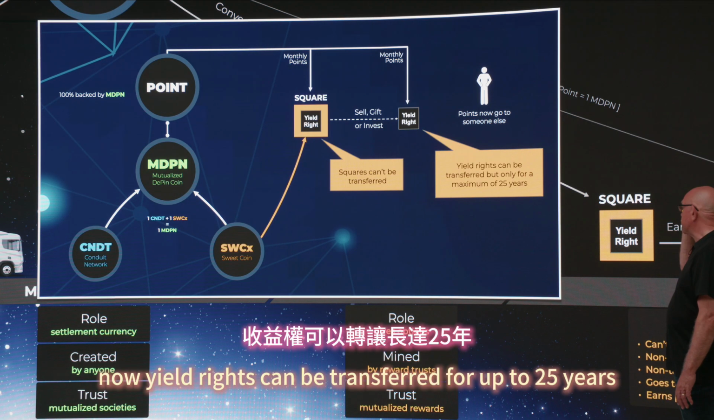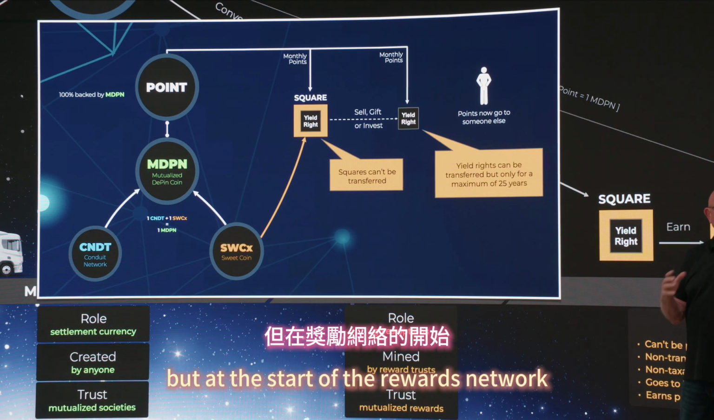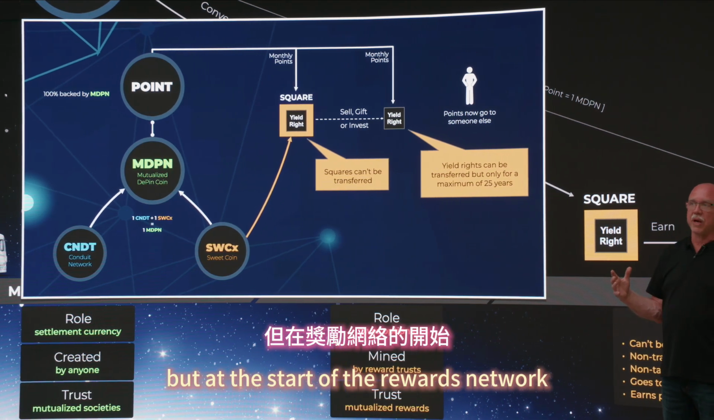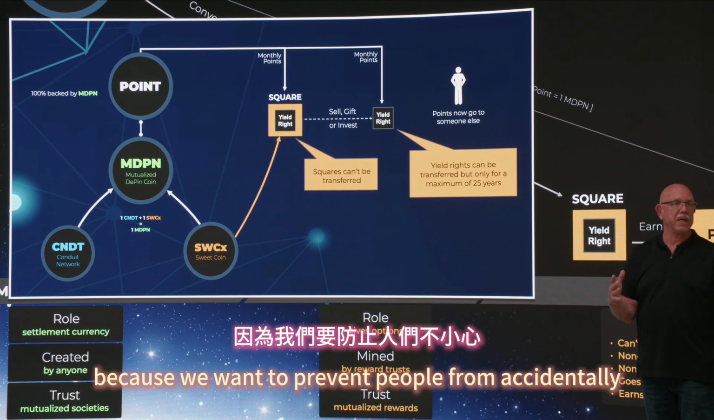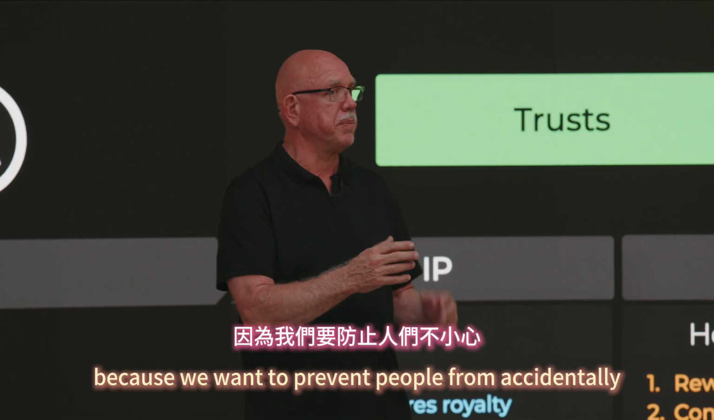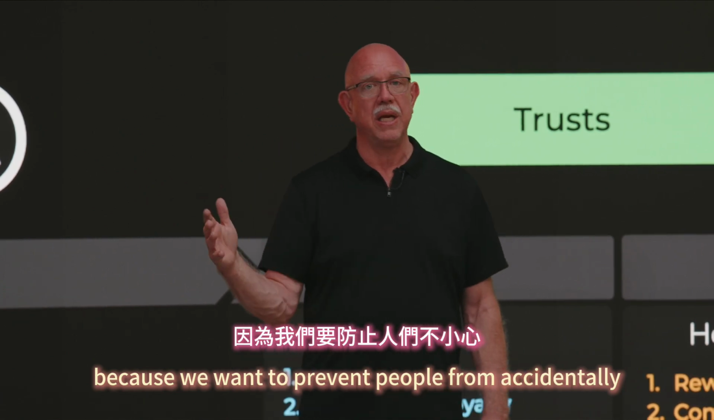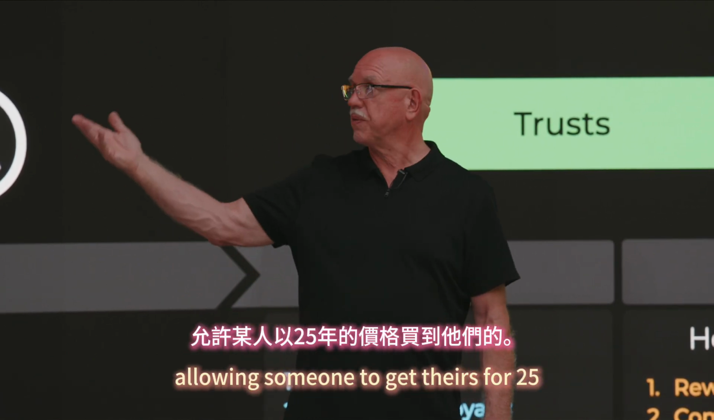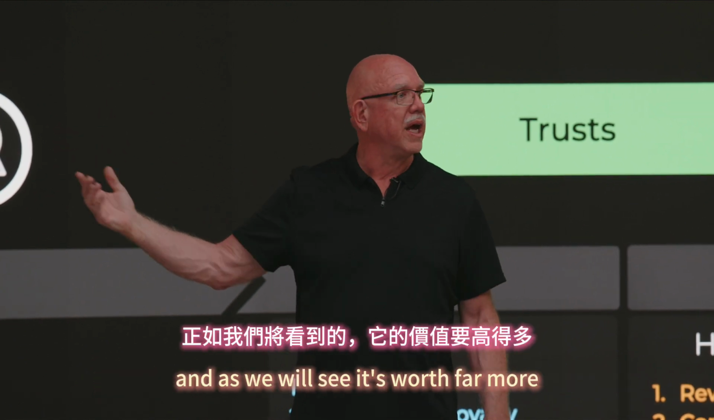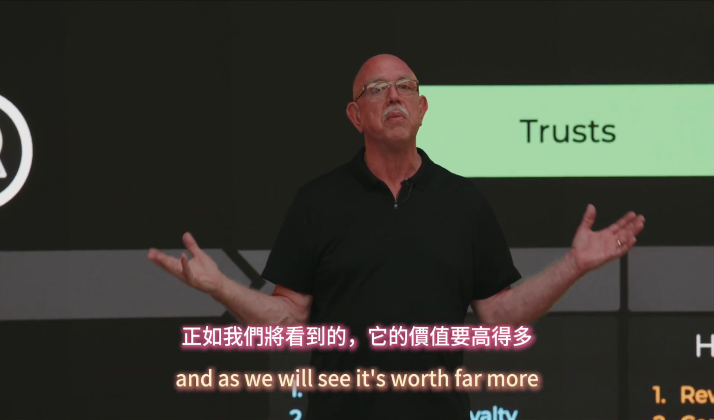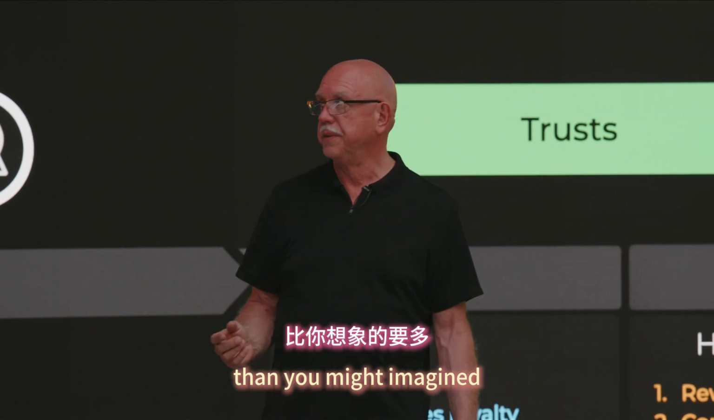Now, yield rights can be transferred for up to 25 years, but at the start of the rewards network, we limit this to 7 years or less because we want to prevent people from accidentally allowing someone to get theirs for 25 years because they don't know what it's really worth. And as we will see, it's worth far more than you might imagine.